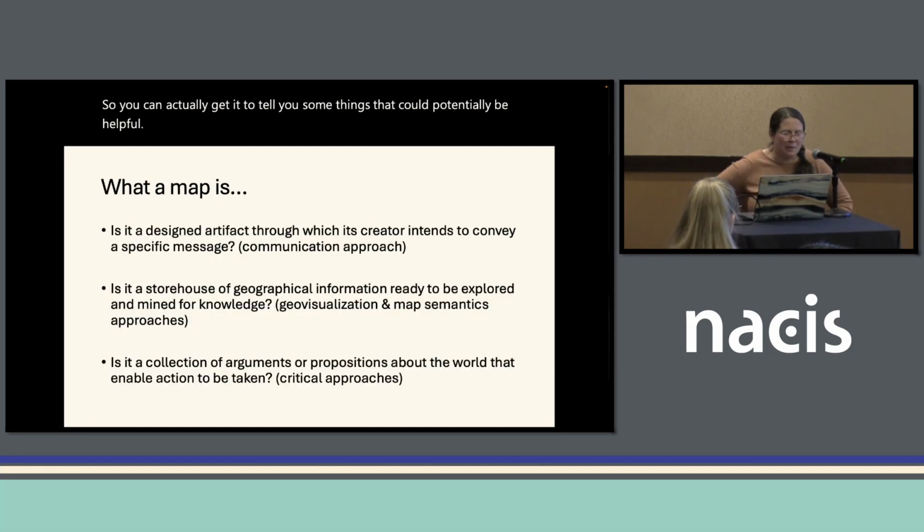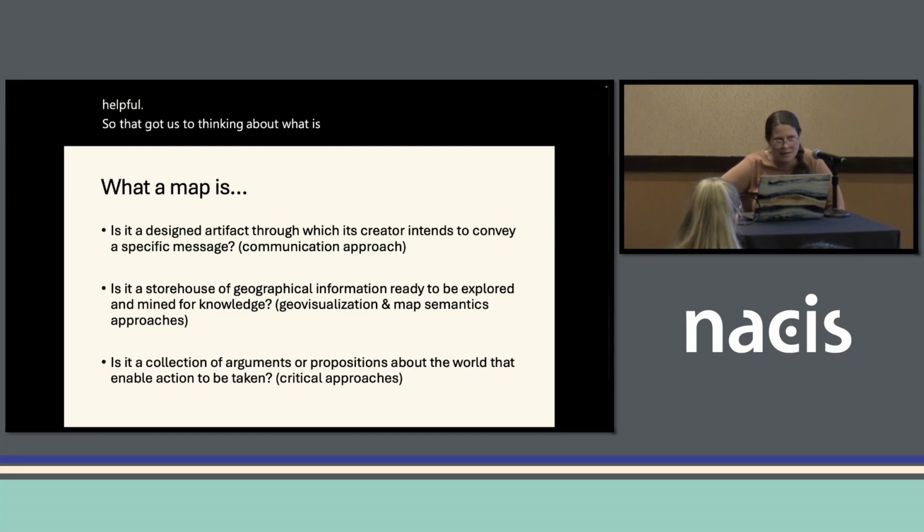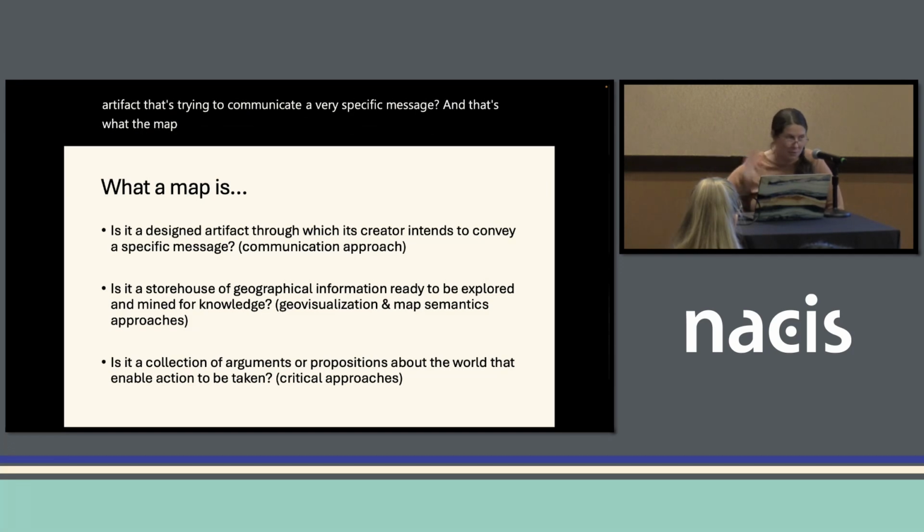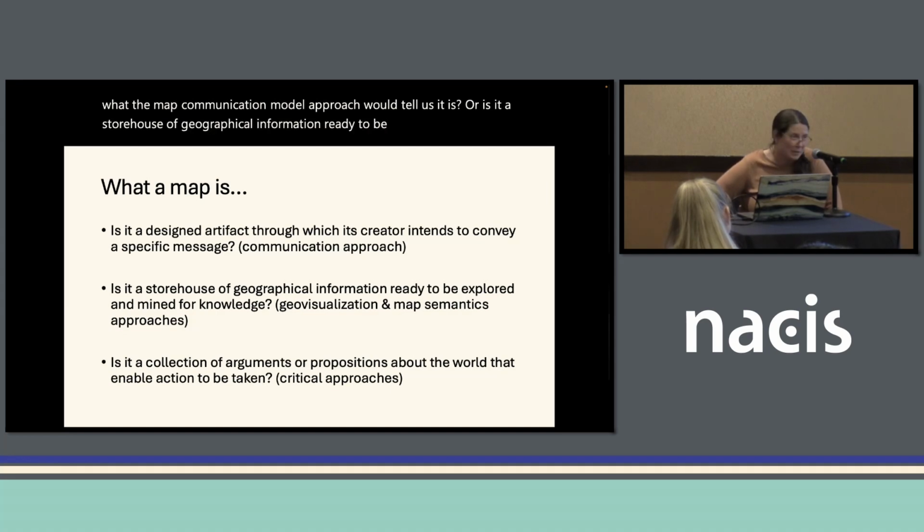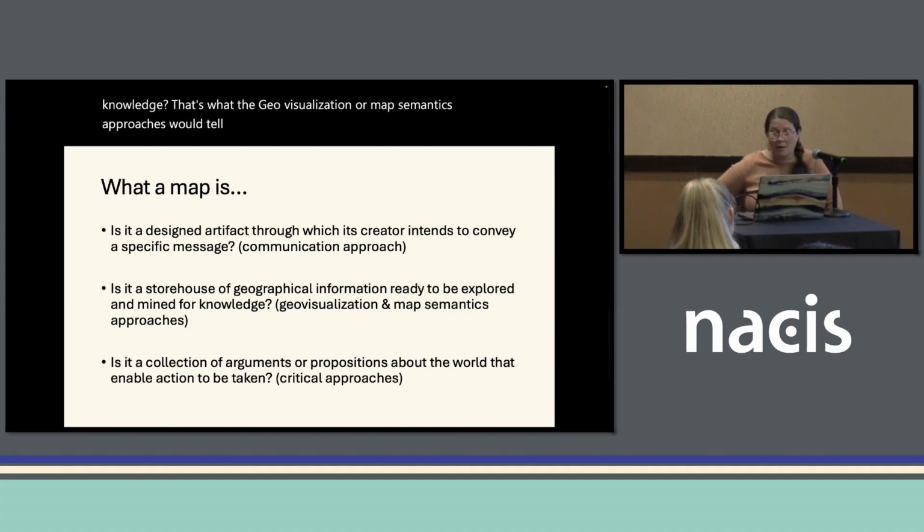So that got us thinking about, well, what is a map, right? Is it a designed artifact that's trying to communicate a very specific message? And that's what the map communication model approach would tell us it is. Or is it a storehouse of geographical information ready to be explored and mined for knowledge? That's what the geovisualization or map semantics approaches would tell us a map is. Or is it a collection of propositions about the world that enable some action to be taken? And that's what critical approaches might tell us a map is.